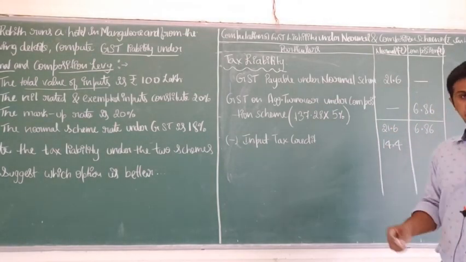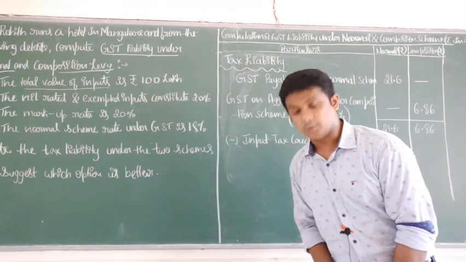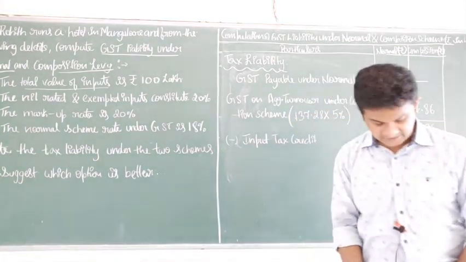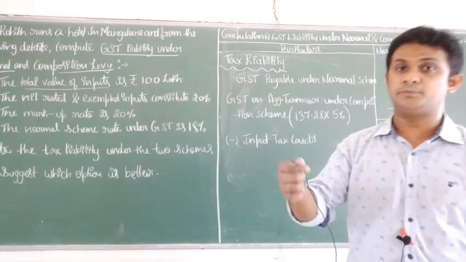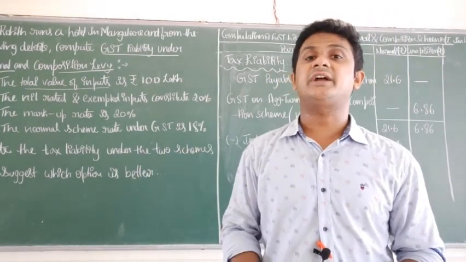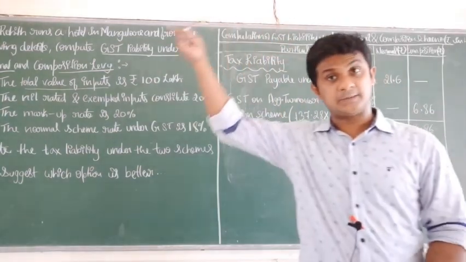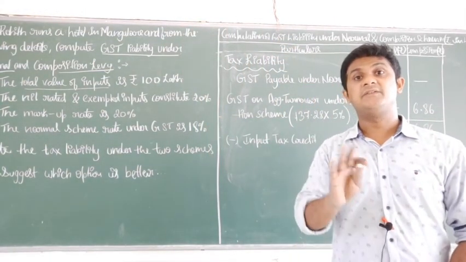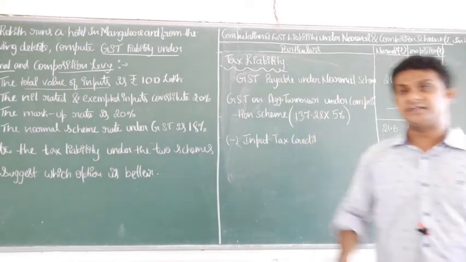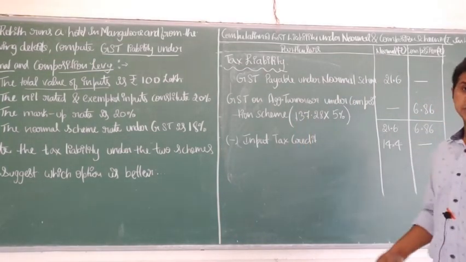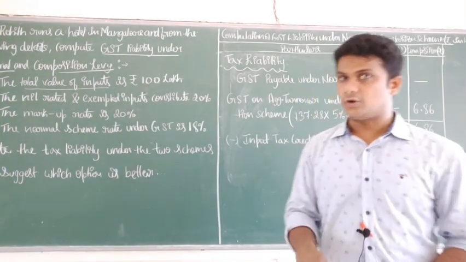Whereas in case of composition scheme, whoever opts for composition scheme, on the purchase of his inputs or inward supply, he is not entitled to receive input tax credit. So though he has paid tax to his supplier under composition scheme, he will not get any input tax credit because he has opted for composition scheme.